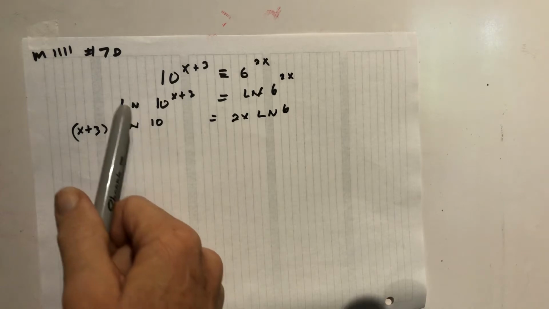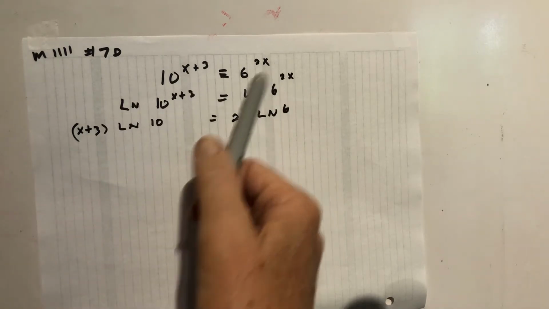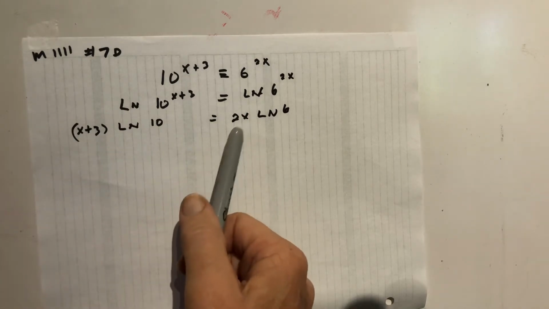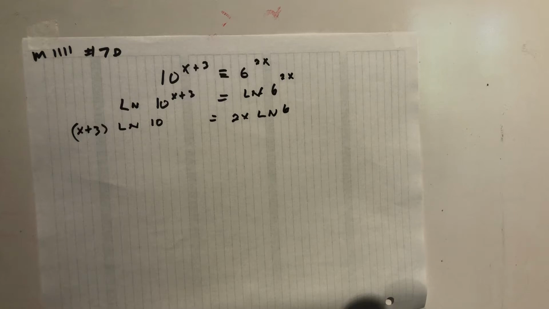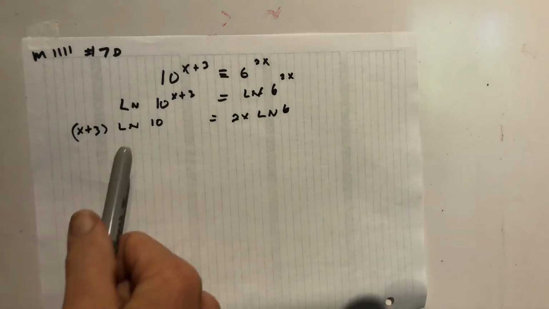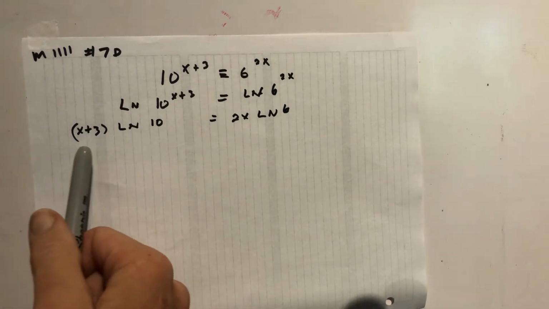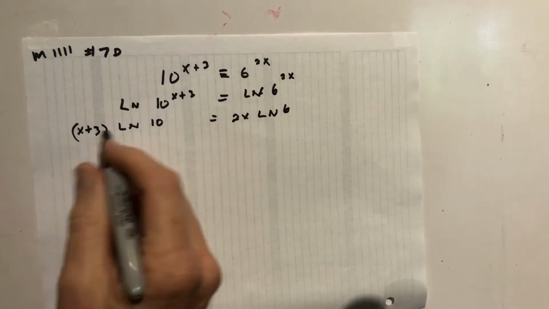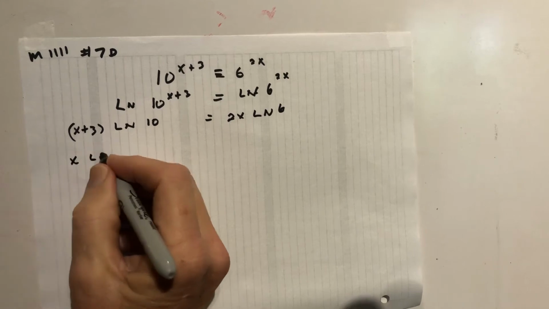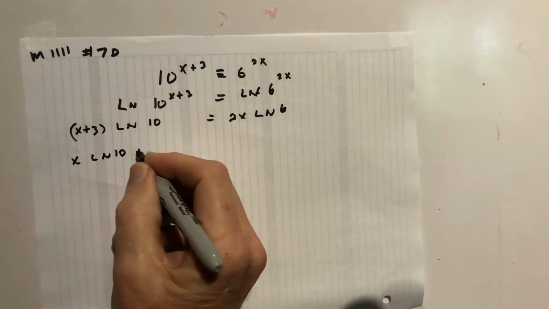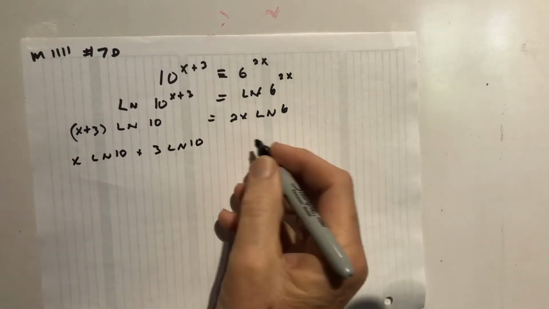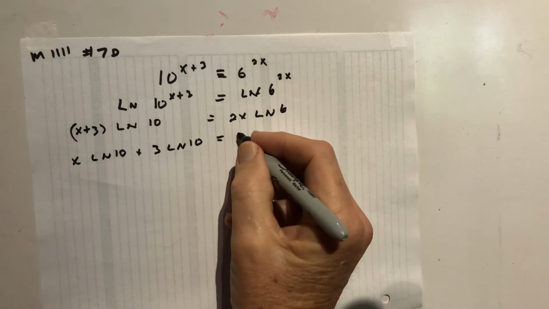All right, so first I put ln in front of them, and then I take any exponent and put it out in front. And if it's a binomial, you need to put in parentheses. You don't need to put that one in parentheses, but you could. All right, our next step. Distribute the log 10 times x plus 3. So it's going to be x times that plus 3 times that. And you can't distribute on this side, so we'll just bring it down.